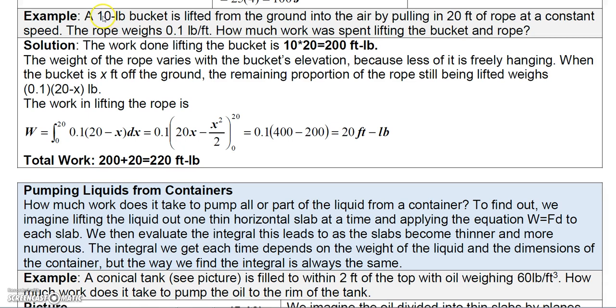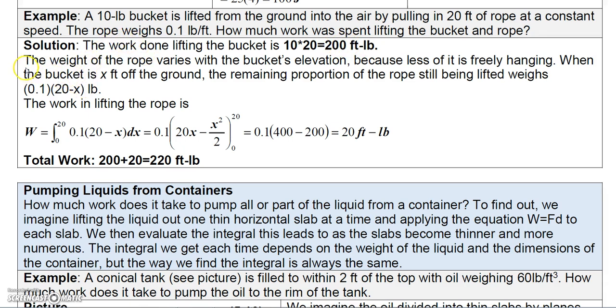Okay, this gets a little bit more complicated here. A 10-pound bucket is lifted from the ground into the air by pulling in 20 feet of rope at a constant speed. Now the weight of the rope has to be considered here. The rope weighs 0.1 pound per foot. How much work was spent lifting the bucket and the rope? Now the work done on the bucket is constant, so all you have to do is multiply the weight of the bucket, which is 10 pounds, times the length that the bucket travels, which is 20. So that's just 200 foot-pounds.